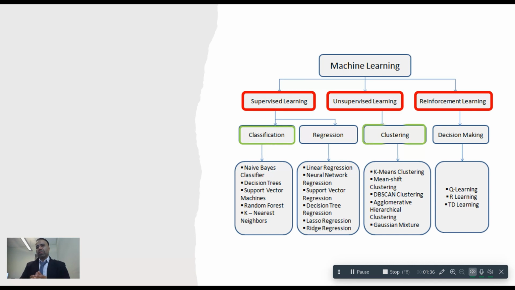Now, machine learning itself branches out into different sub-branches: supervised, unsupervised, and reinforcement. So we have classification in the supervised, clustering in the unsupervised, used regularly in genomics, and reinforcement learning in decision-making.